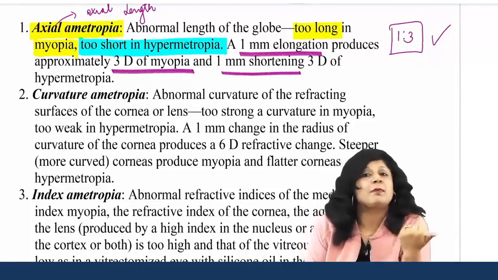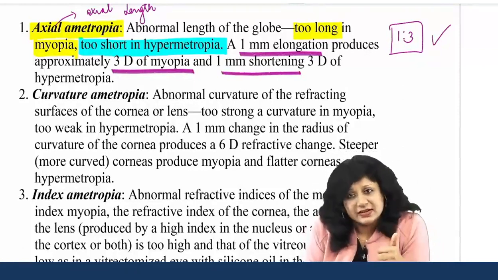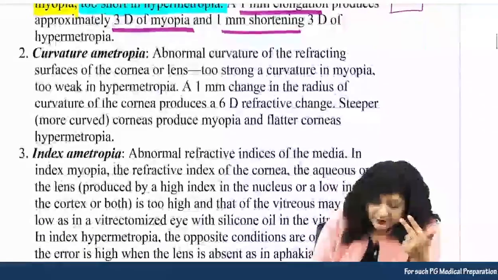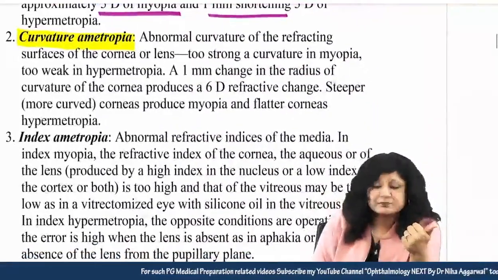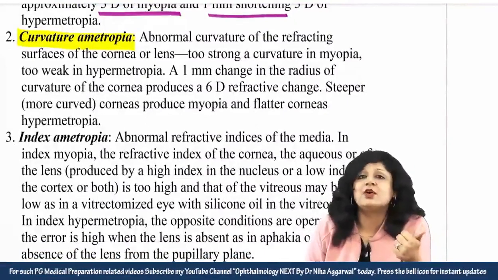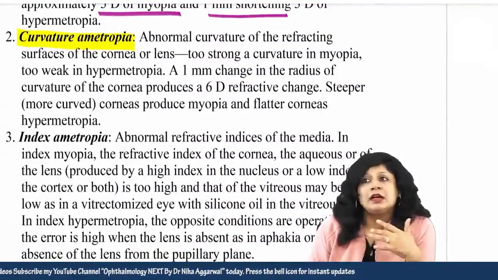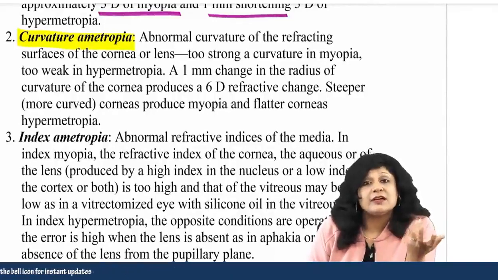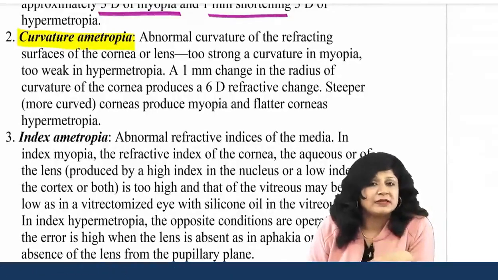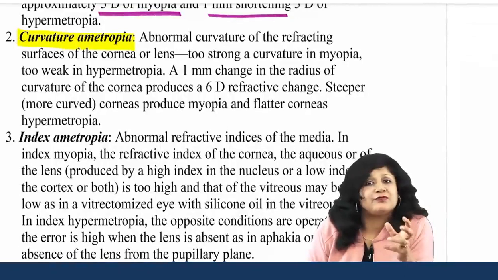So just remember 1:3 and you can easily remember this. Now the second thing is the curvature of the refractive surfaces. This is called curvature emmetropia. Apart from the axial length, if there is any other thing which grossly affects the refractive status of the person, it is also the curvature of the refractive surfaces.